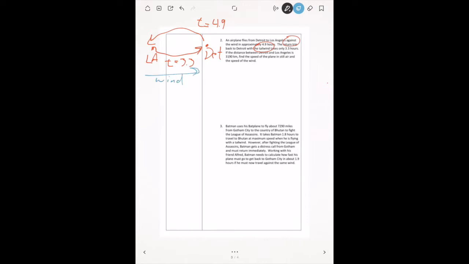I will always draw little arrows to show me where the wind is going, just so I know when I'm going fast or when I'm going slower. Now the distance between Detroit and LA doesn't change. It's about 3,190 kilometers. So right now we have all the information we need to set up two equations. The first equation will be for the first trip. The distance is 3,190 kilometers. That's going to equal, let's take our time.